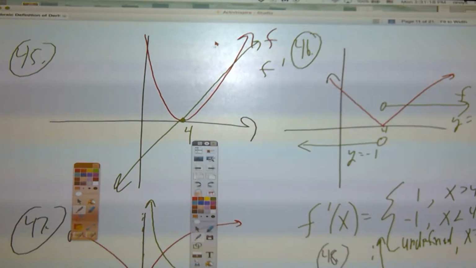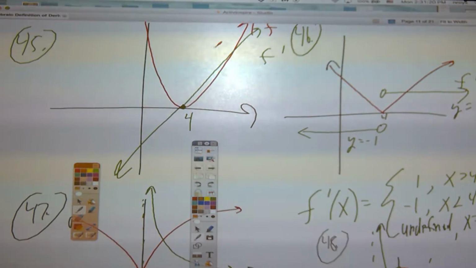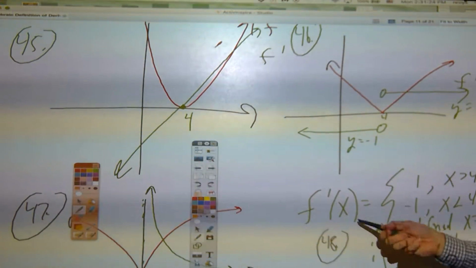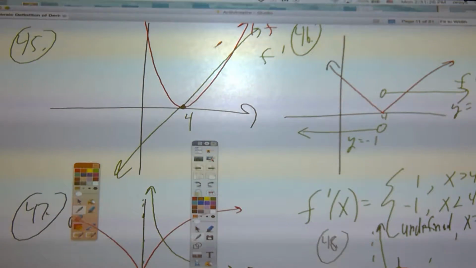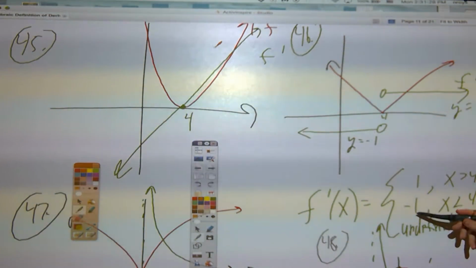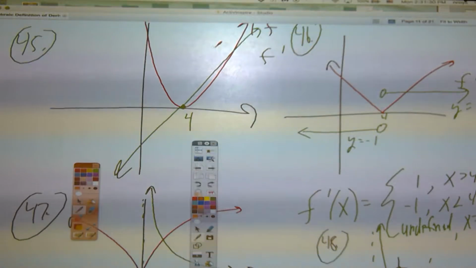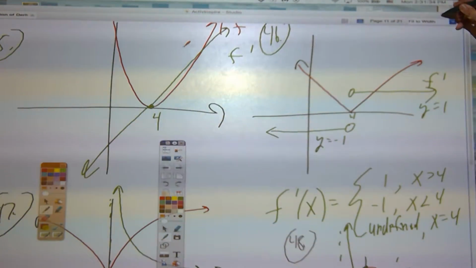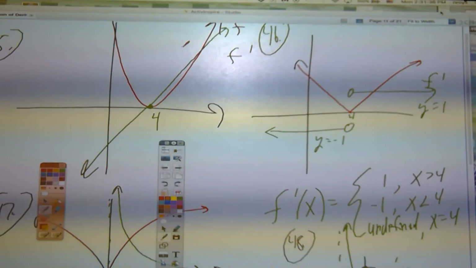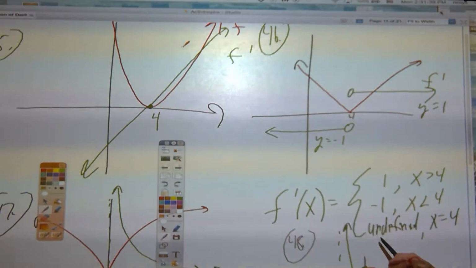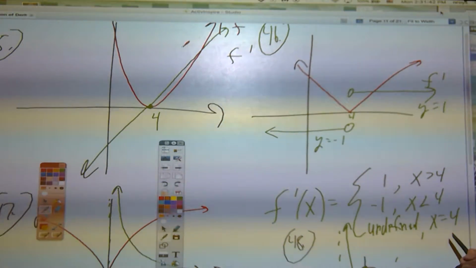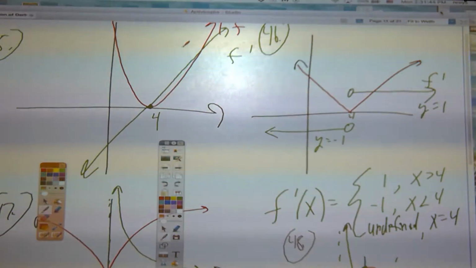If they had asked you a different question, like what's the equation for the derivative, you would write a piecewise function. You would say f prime of x is 1 for all x greater than 4, -1 for all values of x less than 4, and this isn't quite on the camera, I've got to move it over to get it on the camera, and then the first derivative is undefined when x is equal to 4. So, that's kind of tricky.